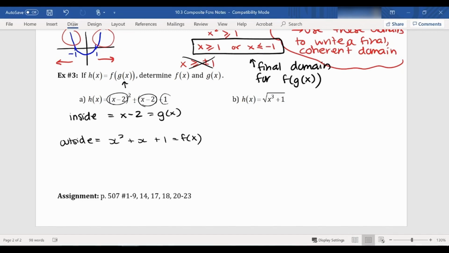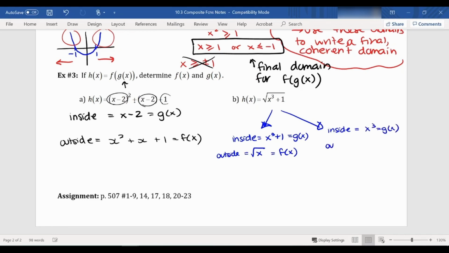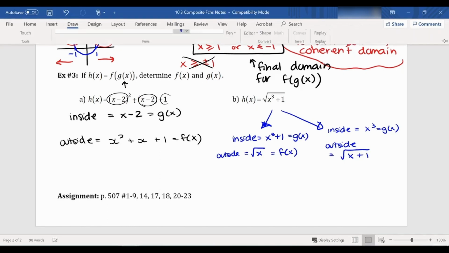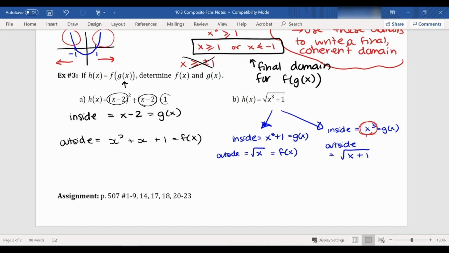The next one's a little bit trickier. There are two possible answers people usually come up with. The first one that people come up with is, oh, it looks like my inside is x cubed plus 1. That would be my g of x. And it looks like I plugged that into a square root. So it looks like I've square rooted the inside, which means that square root of x, or my outside, would be my f of x. This is one option people come up with. The other option people come up with is that my inside might just be x cubed. If that's the case, my outside function would then have to be the square root of x plus 1. What I would have done is plugged this x cubed inside into this x to get x cubed plus 1.